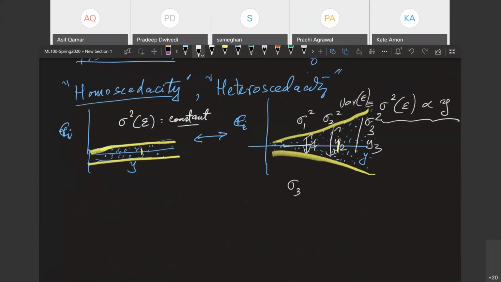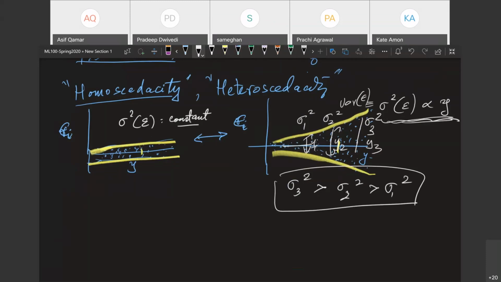Sigma 3 square will be greater than sigma 2 square, which will be greater than sigma 1 square. Would it be something like this, guys? As you increase y, the sigma square keeps on increasing. And you know, the cone could have been in the other direction. It doesn't matter. In this case, it seems to increase with y, or it could have been decreasing with y. The fundamental thing is that the variance of the error is related to the target variable itself.